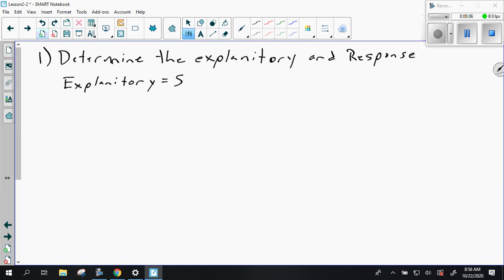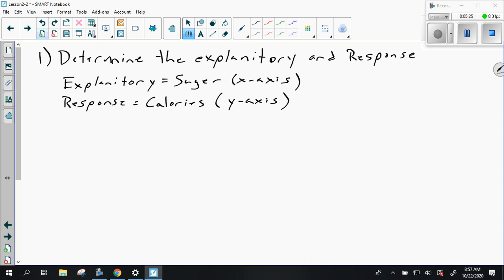our sugar, right? And that's our x-axis, right? And then our response variable is going to be calories. That is going to be our y-axis when we graph this thing. In other words, if we go ahead and create these axes, they must be labeled, right? So this is going to be our sugar, and this one is going to be our calories, just like we said.